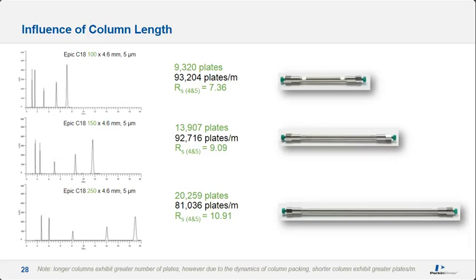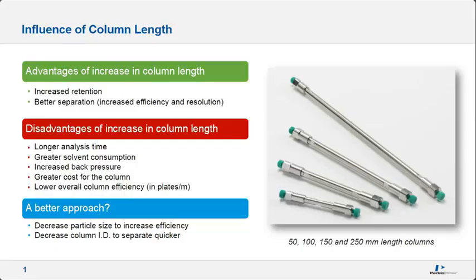And again, this has a direct effect on resolution. So with the 100 millimeter long column, we have a resolution of peaks 4 and 5 of 7.36. However, with the 250 millimeter long column, we've now increased our resolution of peaks 4 and 5 to 10.1. There are some advantages to increasing column length. You do increase retention, and you do get better separation, increased efficiency, and resolution.